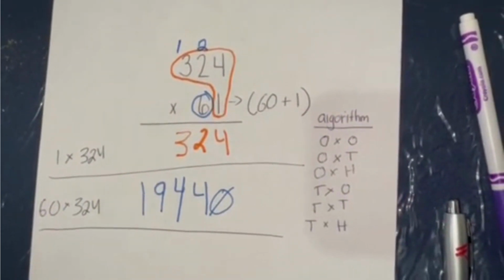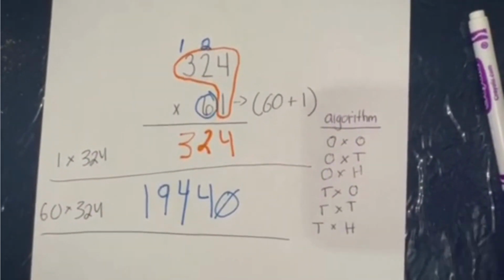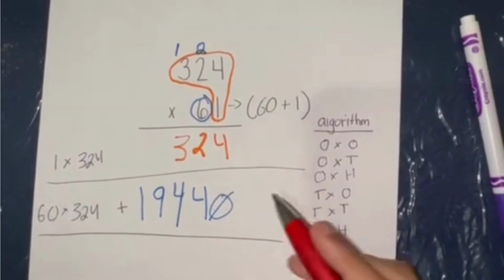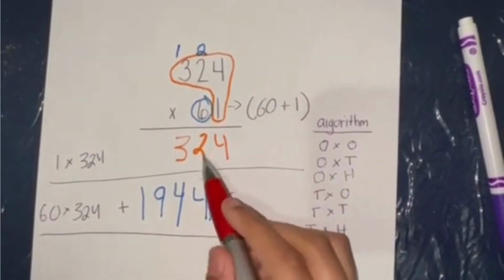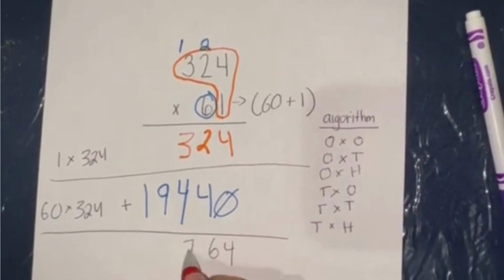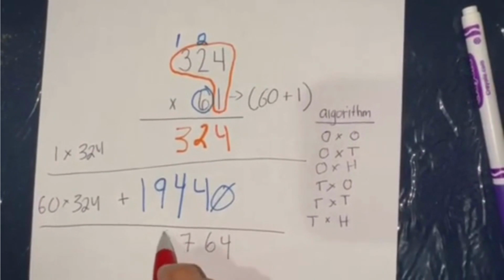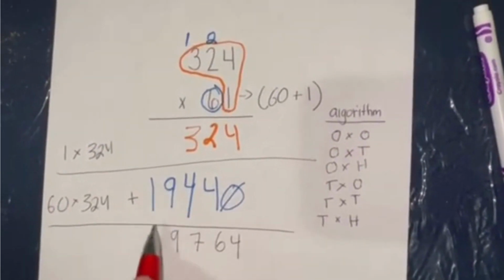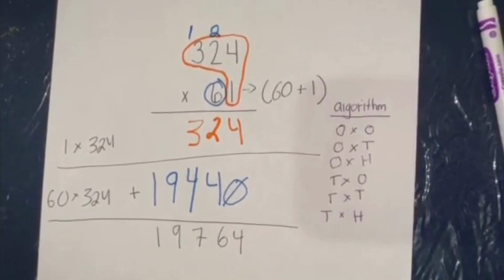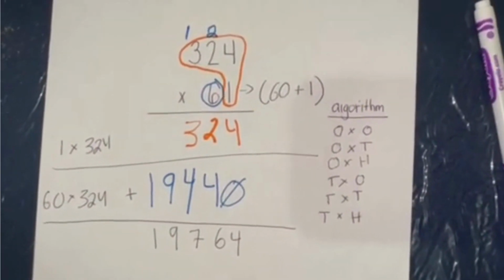Now, the last step again is to add. 4 plus 0 is 4. 2 plus 4 is 6. 3 plus 4 is 7. 9 plus nothing is 9. And 1 plus nothing is 1. Meaning our final product is 19,764.